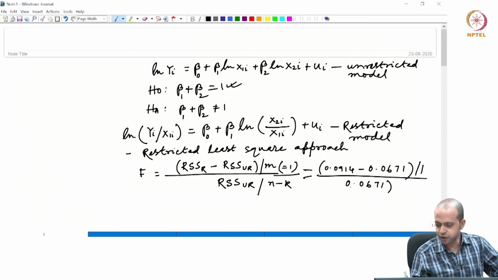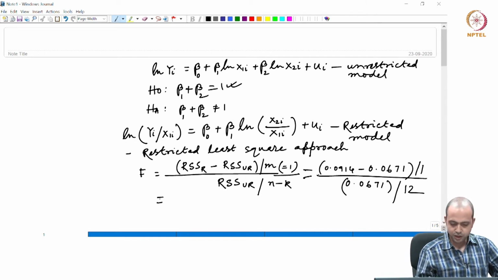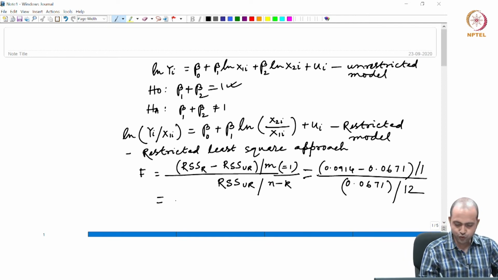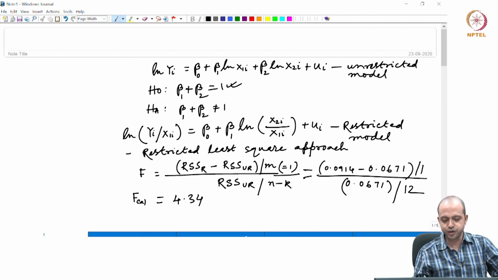And this should be divided by n minus k, where n is 15 and k is 3. So, this is 12, and if you compute this, then you will get a value which is 4.34. So, this is your f which is calculated. So, calculated f is 4.34, and now what do I have to do?